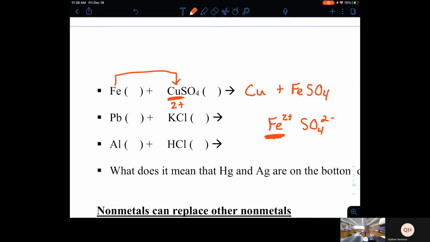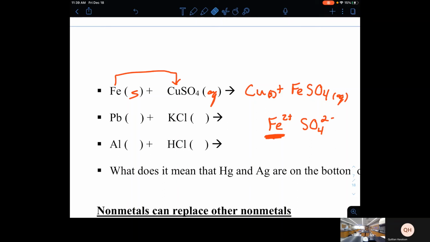Charges cancel out. Don't forget, we said in single displacement reactions, ionic compounds are aqueous. Hey, you're an ionic compound, you're an ionic compound. Aqueous, aqueous. You're a metal, you're a solid, you're a metal, you're a solid. And then it looks like it is already balanced, and I'm done here.